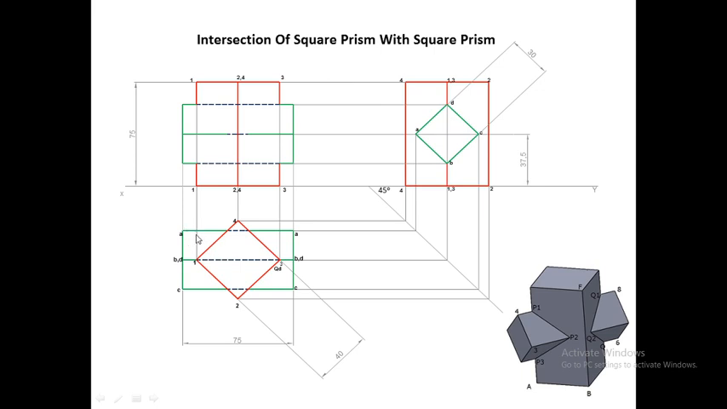Now it is very simple. You can see that this edge A to A is cutting the vertical square prism first at this point and second at this point. So this point will be marked as PA and this will be marked as QA. So in short, wherever the edges of the horizontal square prism and the sides of the vertical square prism cut each other, that will be marked as points of intersection. So we will mark the points of intersection.